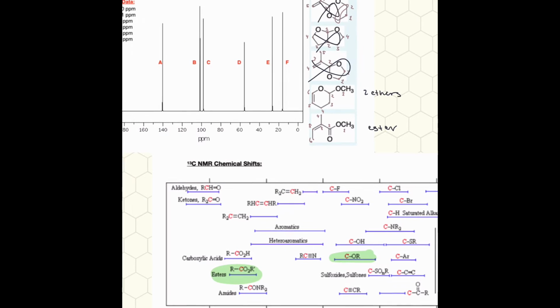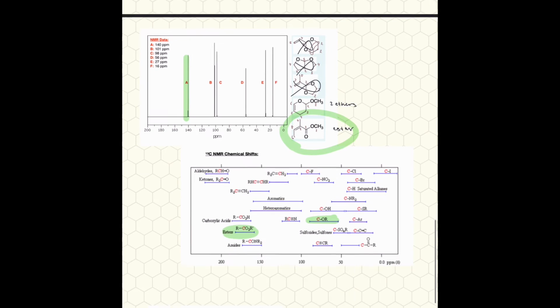So immediately we notice that there's a really downfield shift, which I'll highlight, and that corresponds to an ester. If this was the second to last option where it has two ethers, this ester shift would not be here. So the answer to this question has to be the last molecule.